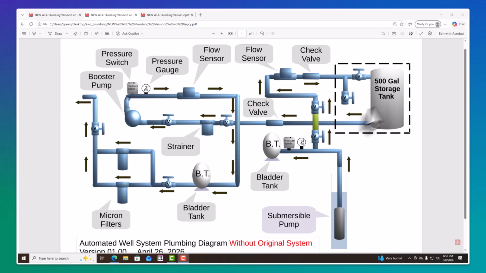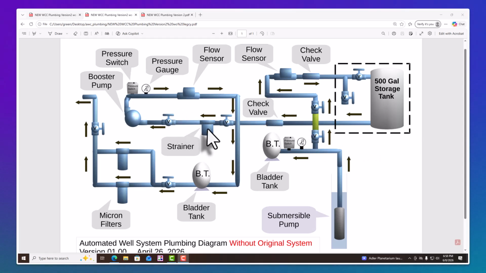Like this, all this is now an appliance, and it's hooked up through a washer hose up to a valve, right? And it's going to go into the new system. Like this is all a big old appliance now. So you go through this hose, through a flow sensor, through a check valve. The check valve prevents the water from backflowing down to the submersible pump. Flow sensor, check valve, into the 500-gallon storage tank. Then from the storage tank to another check valve.